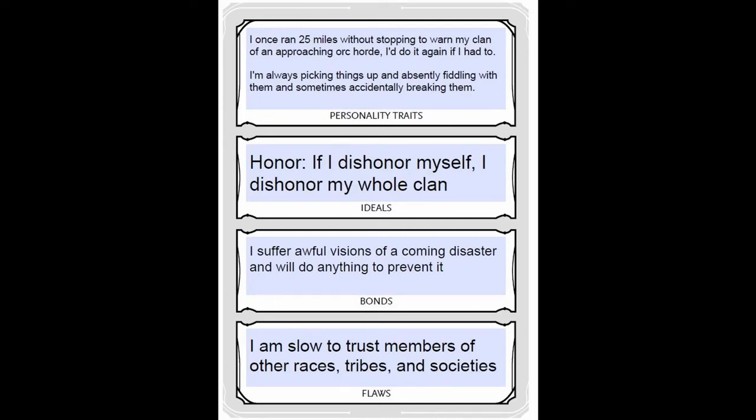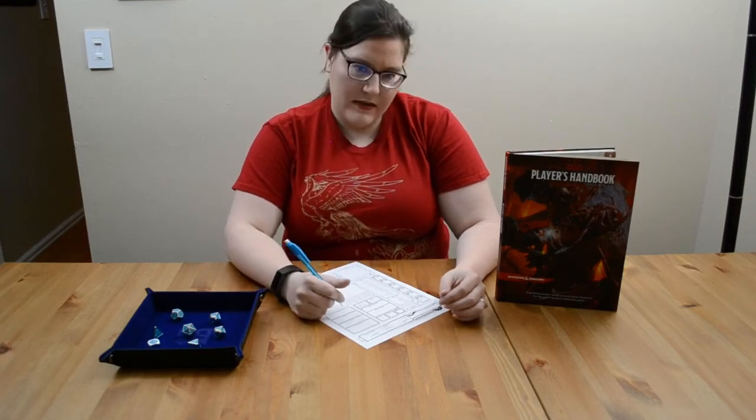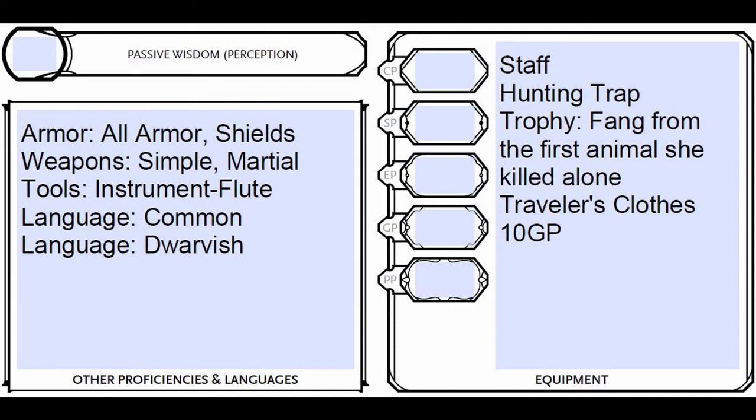Her bond will be, I suffer awful visions of a coming disaster and will do anything to prevent it, to lay some groundwork for character development and plot ties for the DM to use, depending on how the campaign is being run. And her flaw will be, I am slow to trust members of other races, tribes, and societies, since that's most common for Eluskans. Now, from what I know of Elusk, her second language is going to be Dwarvish, since they're generally well regarded by Eluskans. Her instrument's going to be a bone flute she carved herself from a hunt, and her trophy is a polished fang from the first beast she killed alone.